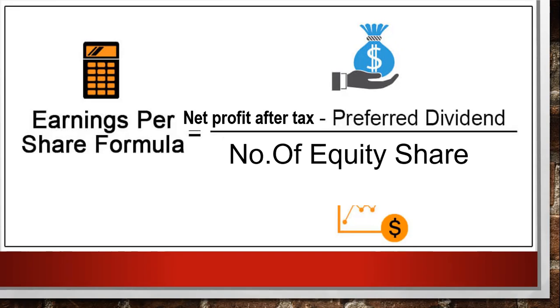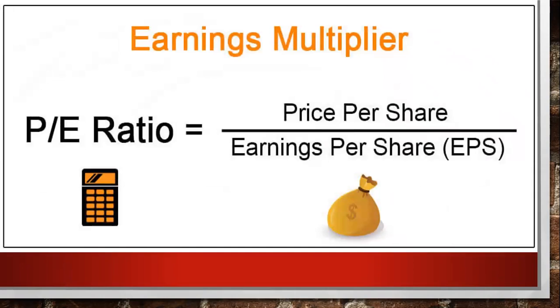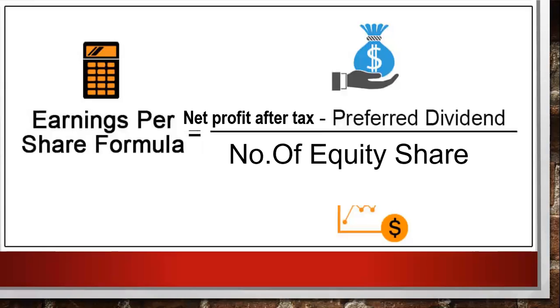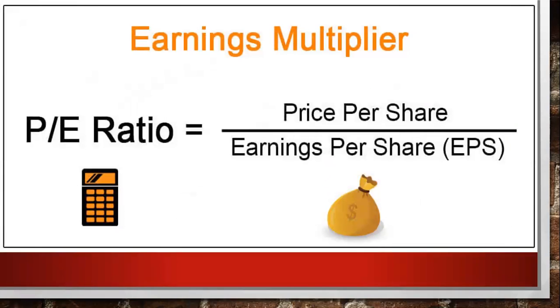For example, we have to take one example here. This is example one. Before I start example number one, we will see the second formula, which is related to this only. The earlier one was earning per share. The next formula is the price earning ratio, the PE ratio, which tells you how much you are earning as per the market value.